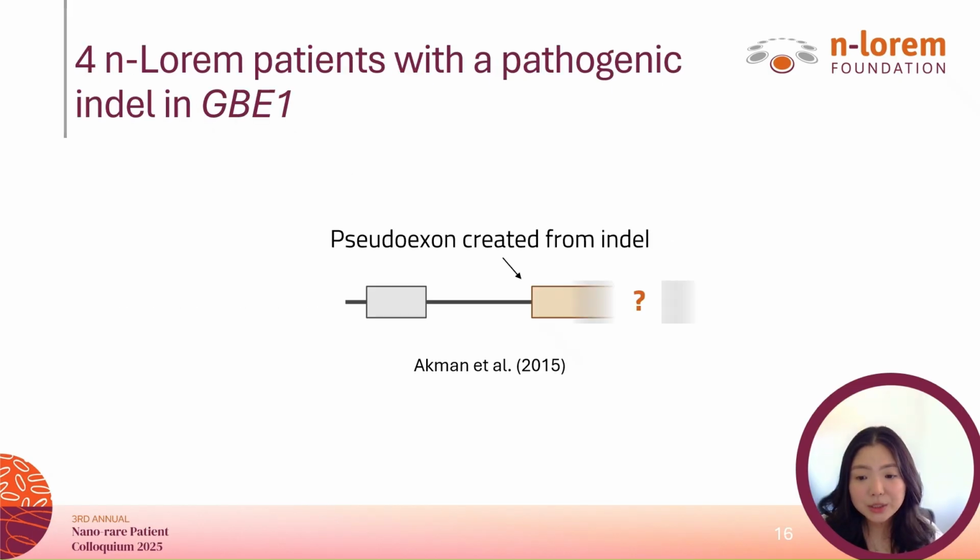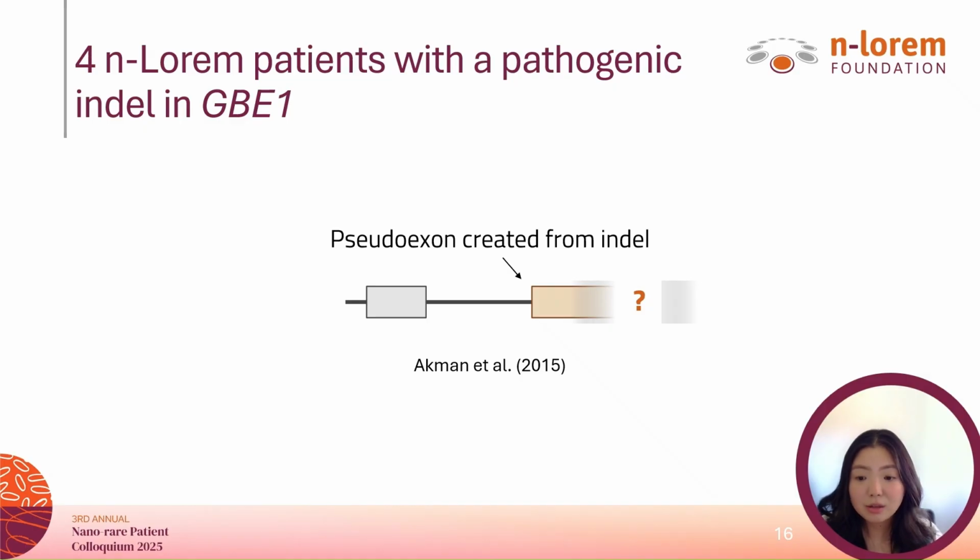I also wanted to provide an example from some of our very own patients. We have 4 n-Lorem patients with a pathogenic insertion deletion, or indel, in the gene GBE1. What Dr. Orhan Akman back in 2015 had identified is that the insertion deletion results in an exon that is not normally there in the GBE1 transcript being included in the mutant transcript. However, at that time, they had not identified how long the pseudoexon was, and they also believed that the exon was going to be the terminal, or the last, exon in the mutant GBE1 transcript.